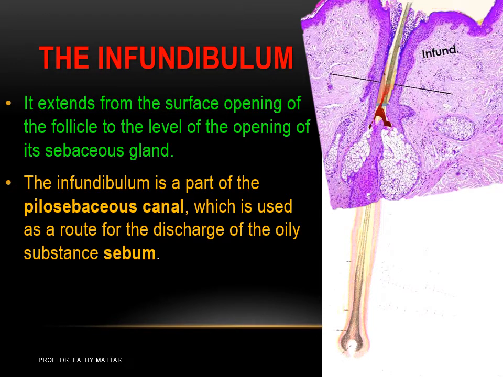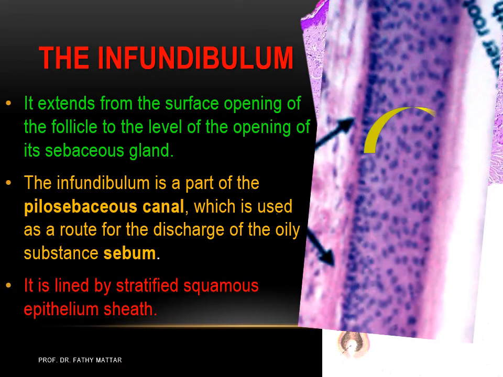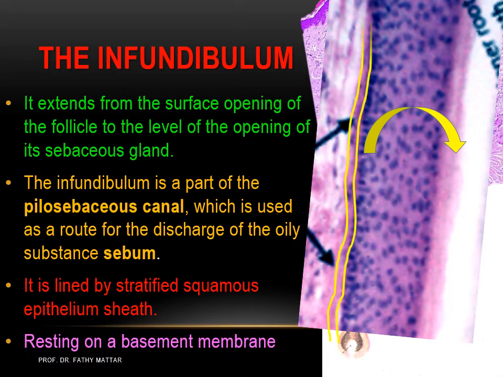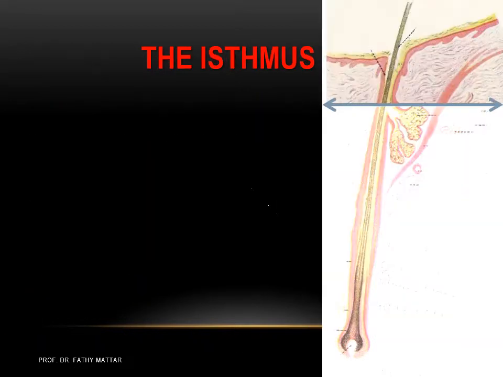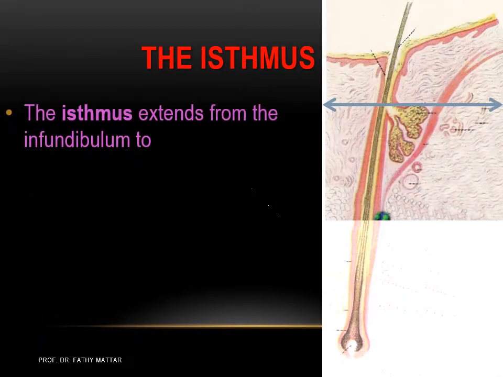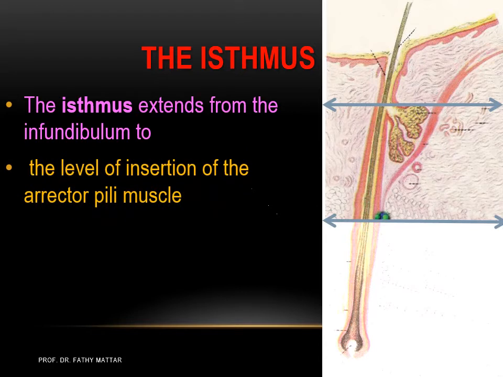It is used as a route for the discharge of the oily substance of the sebaceous gland, which is called sebum. It is lined by stratified squamous epithelium sheath, exactly like the epidermis, and it is resting on a basement membrane. The isthmus. The isthmus extends from the infundibulum to the level of insertion of the erector pili muscle, as we said.